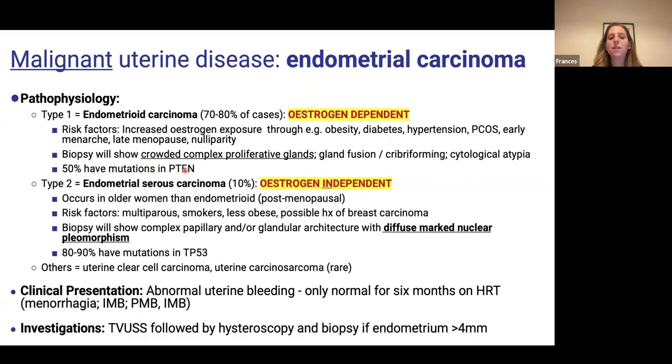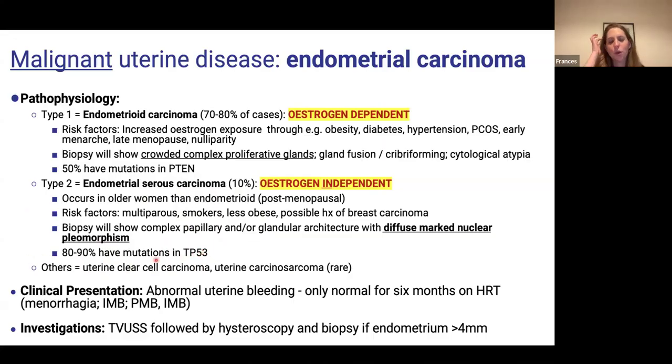Type 2 is your endometrial serous carcinoma. So this is estrogen independent, much more likely in older women, and the biopsy is going to show a lot of papillary and/or glandular architecture that has very diffuse marked nuclear pleomorphism. This one has a much worse prognosis. Basically, you have a lot more distinct differences in your cells, so they look very, very abnormal, associated with mutations in TP53, the tumor suppressor gene.